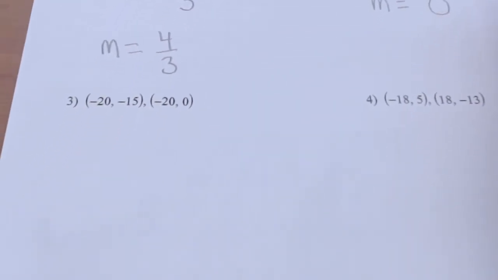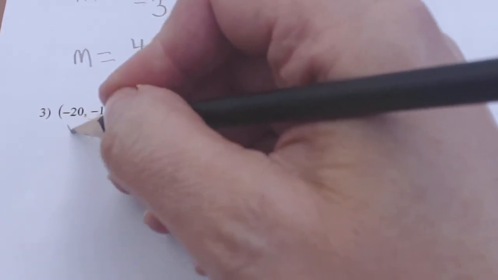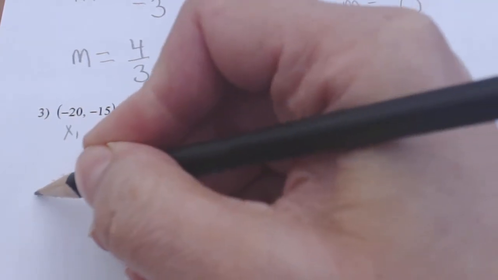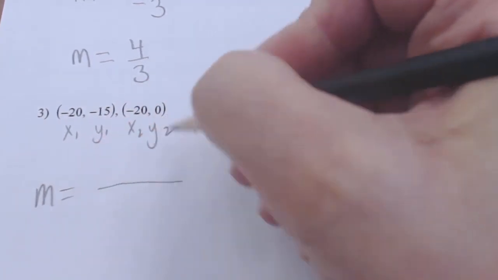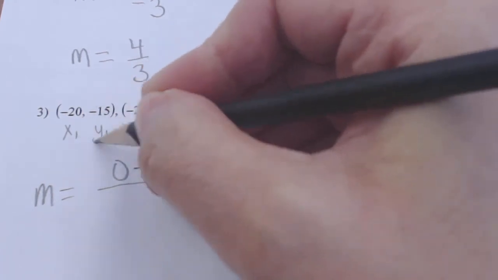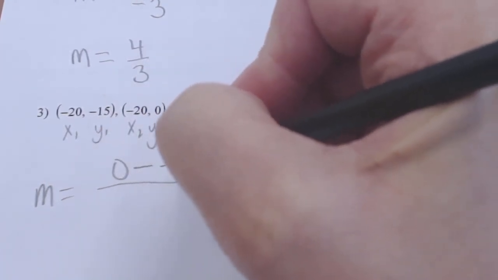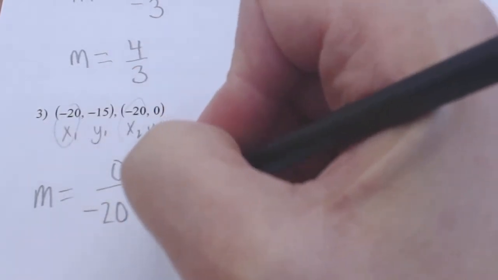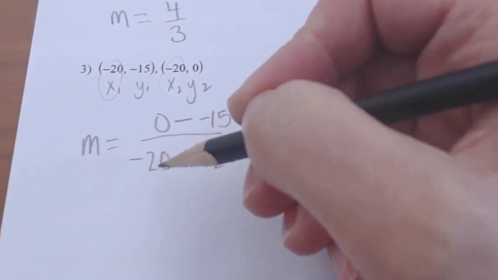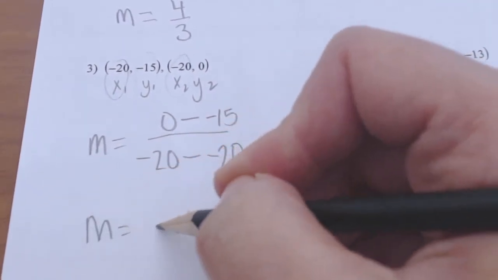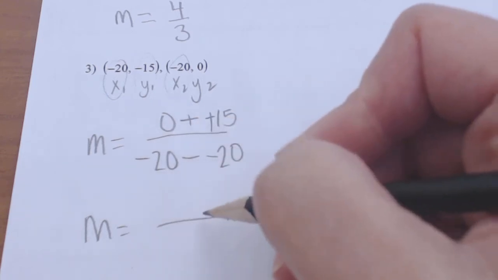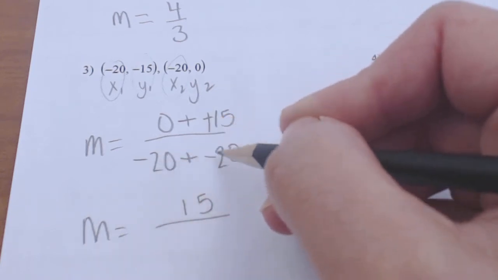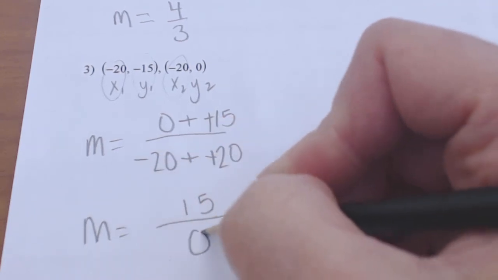Our next examples down here, number 3 and number 4. Again, we have x sub 1, y sub 1, x sub 2, y sub 2. Let's substitute our numbers in. M equals y sub 2, which is 0, minus y sub 1, which is negative 15, over x sub 2, which is negative 20, minus x sub 1, which is also another negative 20. M equals 0 minus negative 15, again, adding the opposite is 15, over negative 20 minus negative 20, adding the opposite, this is going to give us 0.